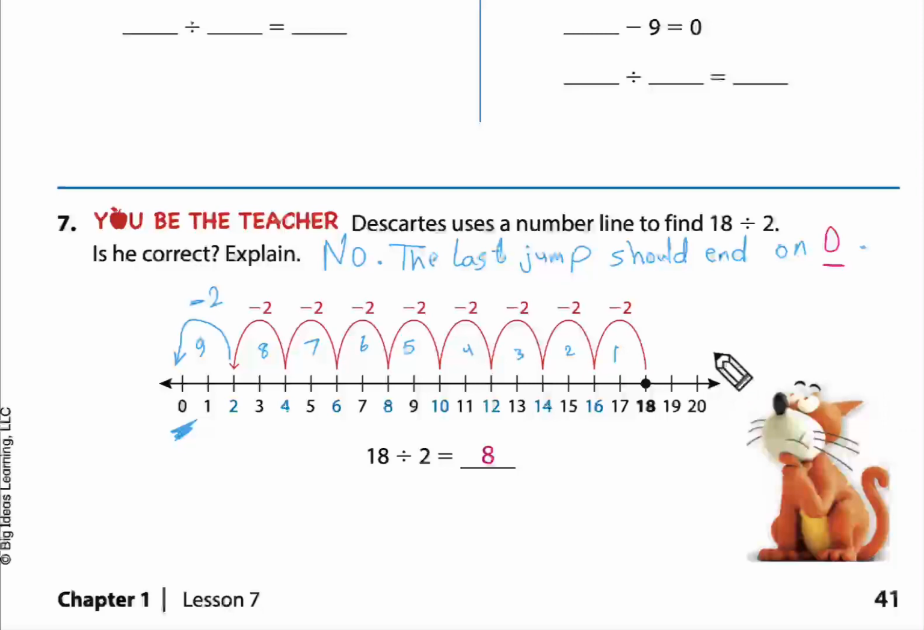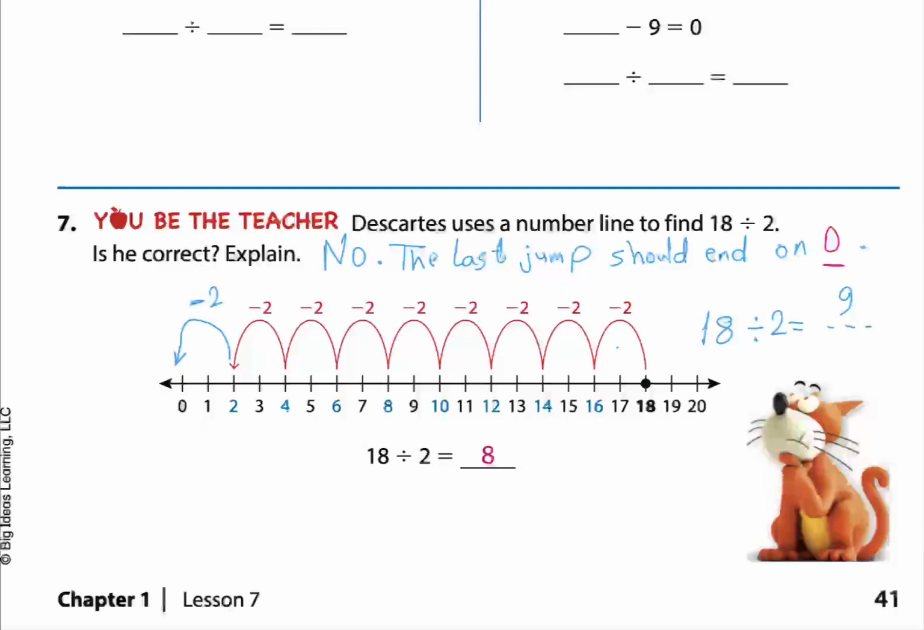So let's write the answer. The correct equation should be 18 divided by 2 equals what number, my heroes? Yes, the number of jumps here is 9, so it's 9. Okay, let's erase these numbers. I don't need it. You can count them and you'll find them 9.